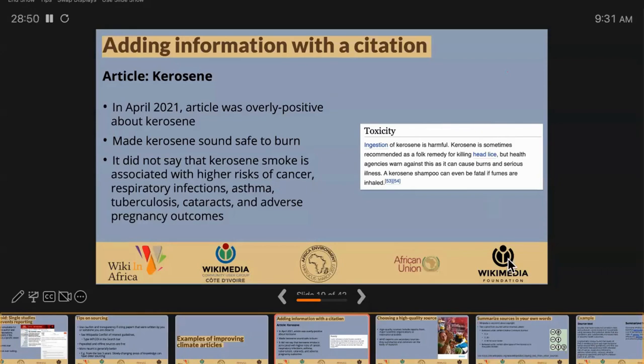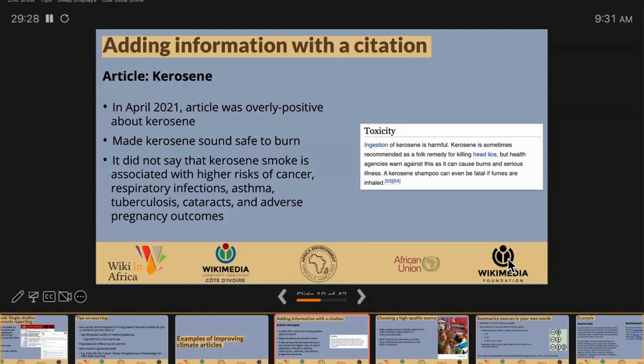So this is a story from my experience in Wikipedia, and it's about expanding an article with a citation. This is the article on kerosene. Kerosene is derived from fossil fuels, and it's a climate issue. It's also a big health issue. In a lot of places where kerosene is used, it's not really a safe fuel to use indoors. So Wikipedia has an article on kerosene, and when I looked at it, it made kerosene sound really great. Hey, this is useful stuff.